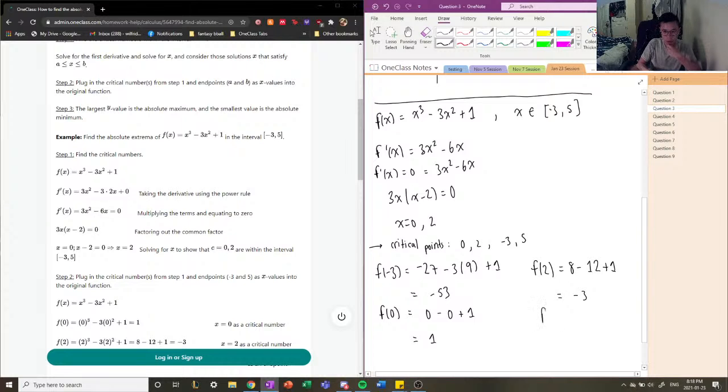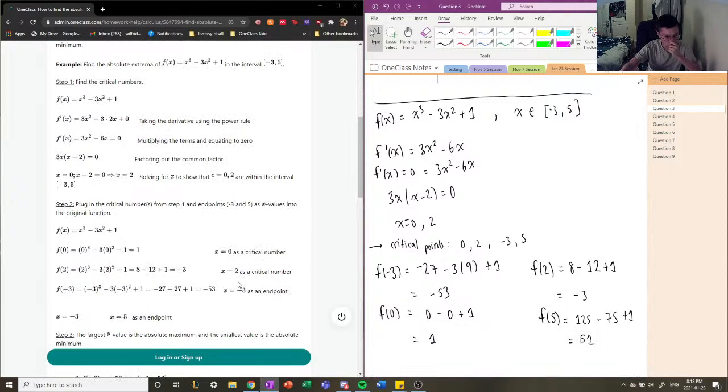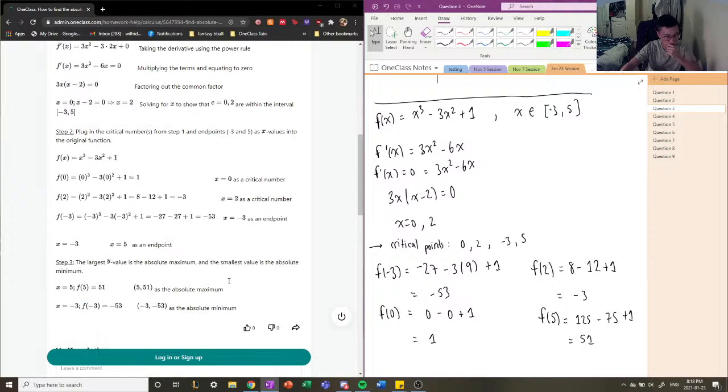And finally, we want to evaluate f of 5, which is the other endpoint, and that's going to equal 125 minus 75 plus 1. So 51. Okay, make sure I evaluate all our points here. Nice.